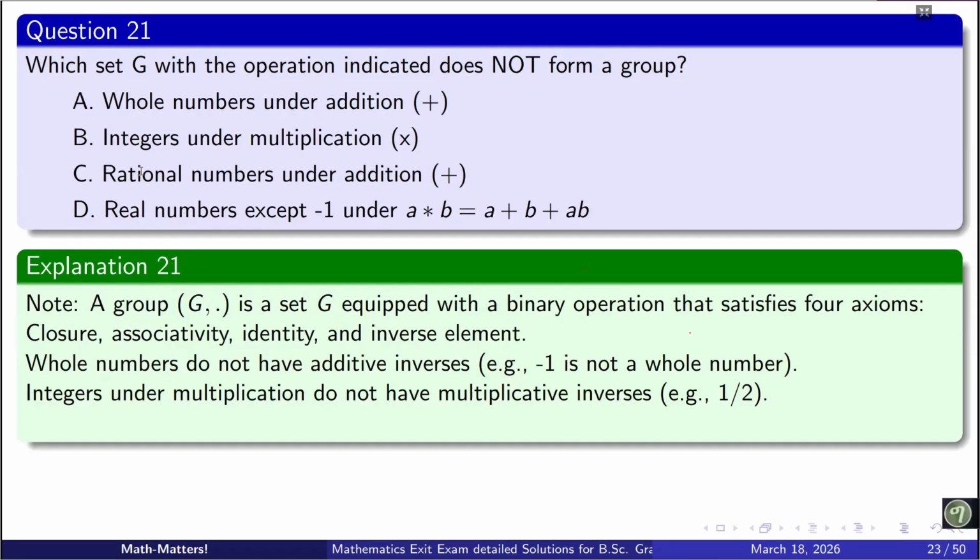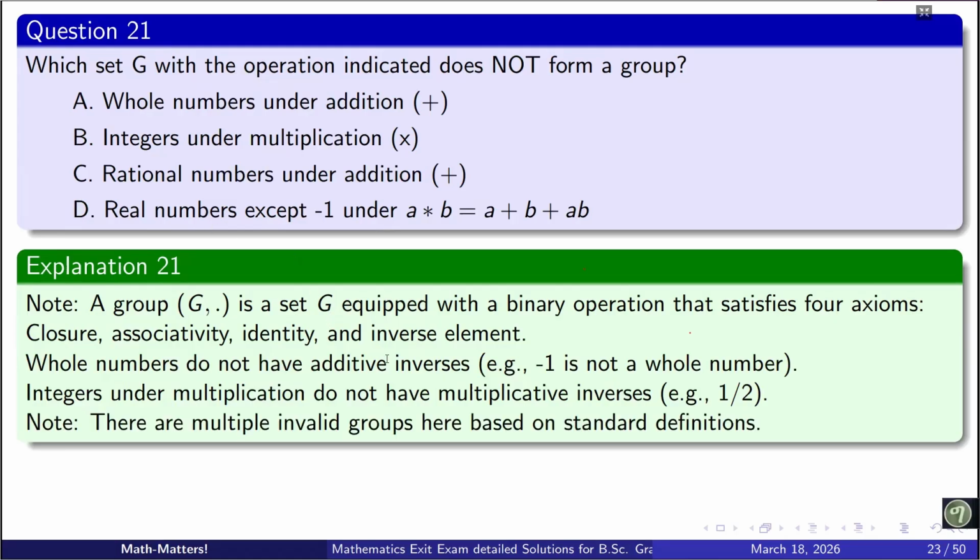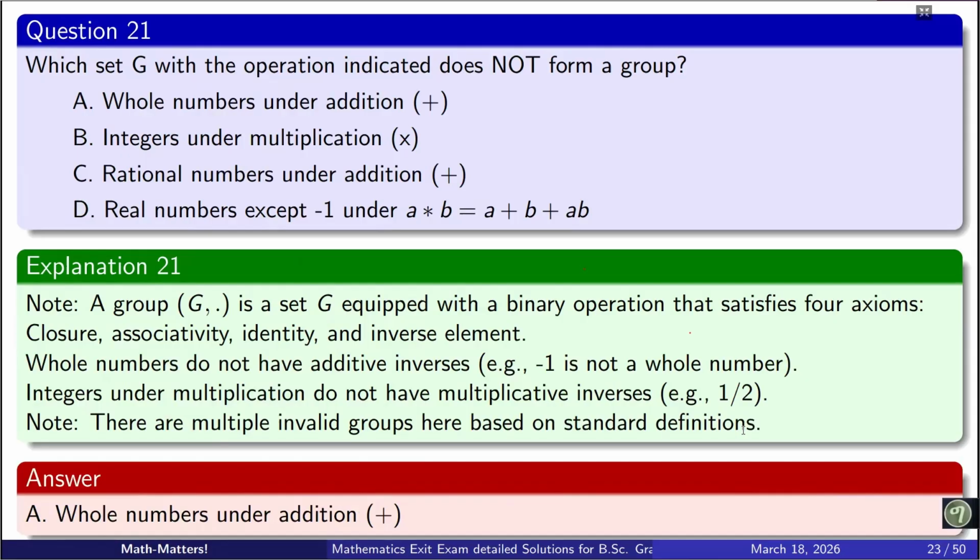Integers under multiplication. Integers under multiplication do not have multiplicative inverses. For example, the multiplicative inverse of 2 is 1 over 2, but 1 over 2 is not an integer. And then there are multiple invalid groups here based on the standard definitions. So anyways, the answer is whole numbers under addition, or even we can take this one, that is integers under multiplication.